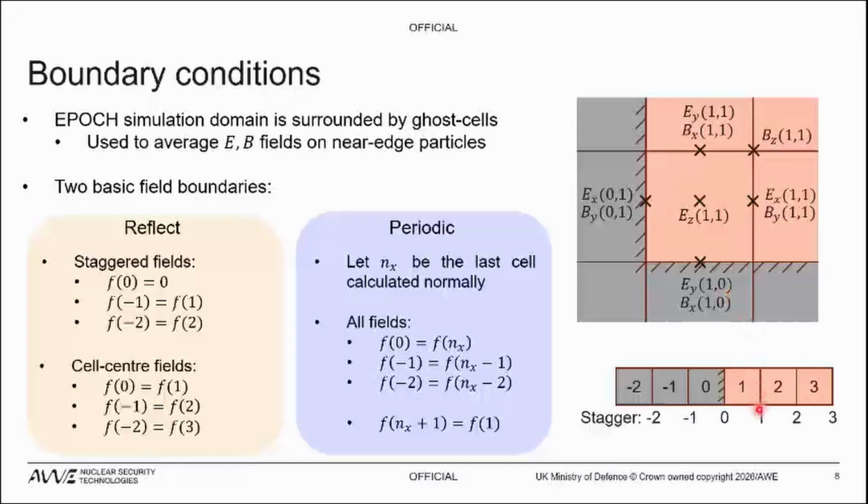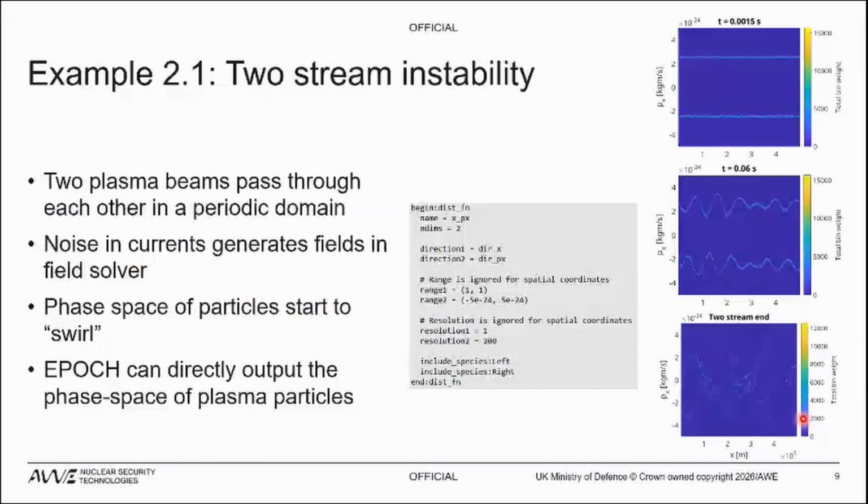As a quick example, let's look at this little map down here. Imagine we wanted a reflecting variable which is cell-centered. In that case, 0 equals 1, minus 1 is 2, minus 2 is 3. If it was staggered, 1 equals minus 1, 0 we don't care about, it reflects itself basically, and minus 2 is 2. So the actual implementation depends on where the field is evaluated, but it's pretty straightforward what you would do in that case. And that should be enough to be able to run example 1.2, which is the 2-stream instability.